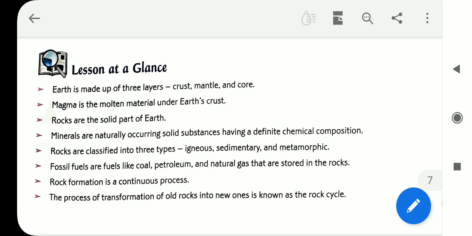Rocks are classified into three types: igneous, sedimentary, and metamorphic. Fossil fuels are fuels like coal, petroleum, and natural gas that are stored in the rocks. Rock formation is a continuous process. The process of transformation of old rocks into new ones is known as the rock cycle. So these are the main points from this lesson. You should read at home and keep in your mind.